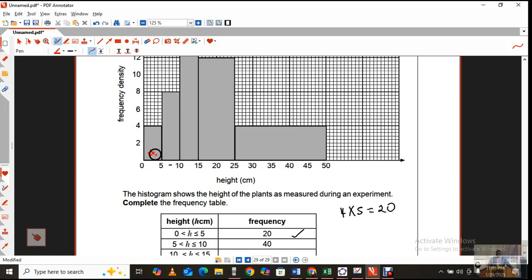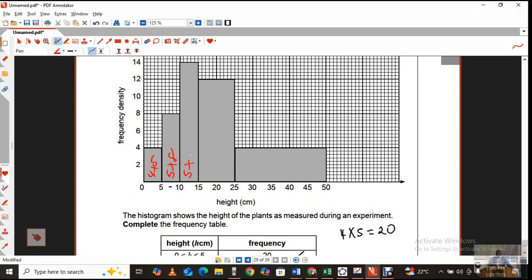It's 4 times 5. That's how we get to 20. This one here will be the same as 5 again, or I can say 5 times 8. 5 times 8 is 40. This one here is again 5 times, let's see, what is the height of that? 14. 5 times 14, well, that gives you 70.